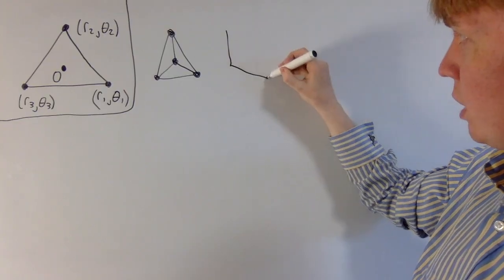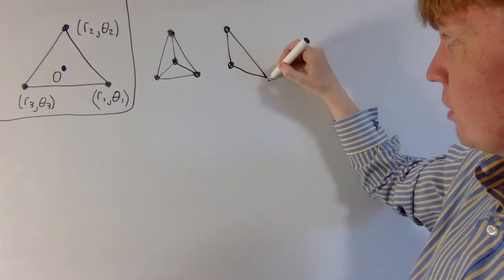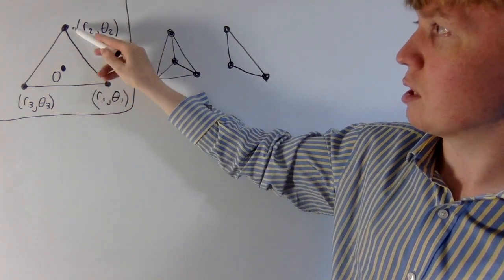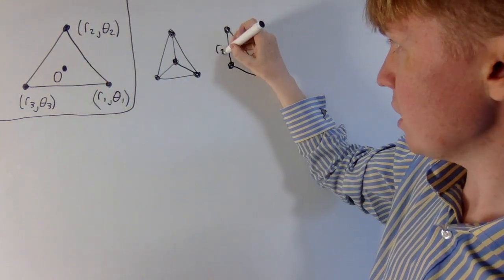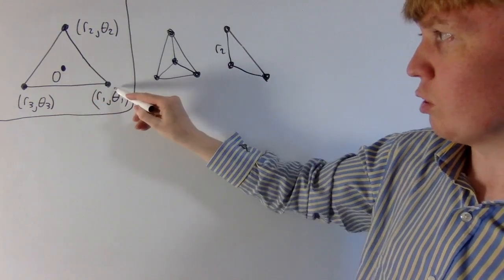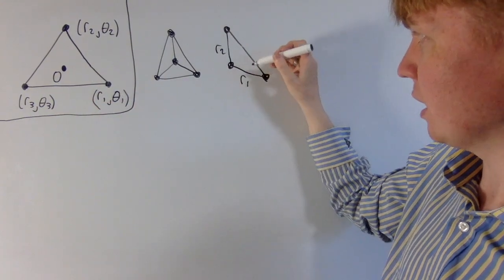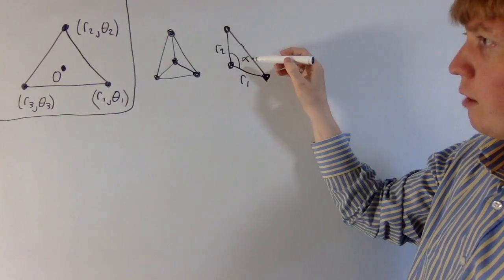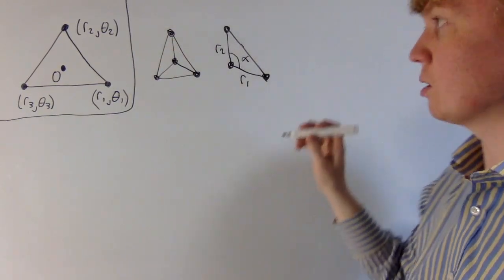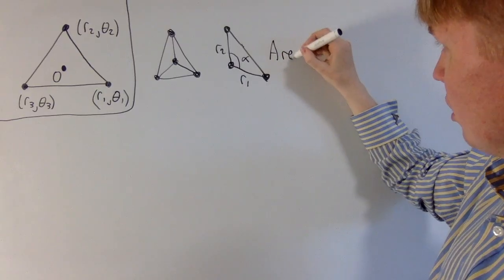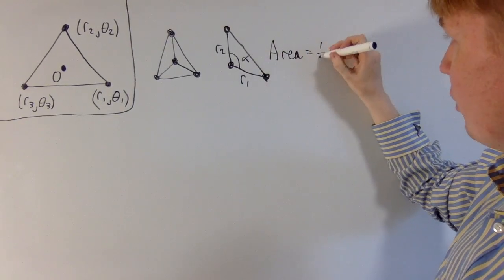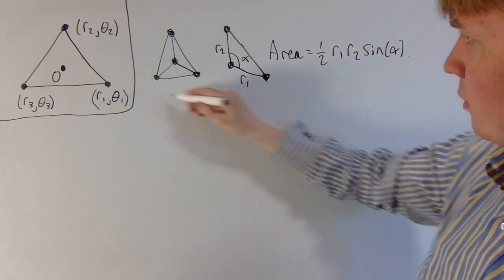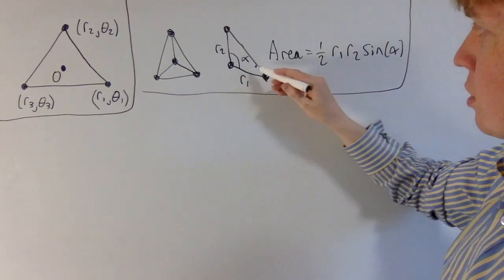So we focus in on this triangle in the top right. What information do we have about this triangle? Well, we know from the coordinates of these two points that the distance from the origin to this point at the top is r2, so this side length here is r2, and the distance from the origin to here is r1, so this side length is r1. We can also work out this angle, I'll just call this alpha for now. We can work out this angle using the values of θ2 and θ1. So then we can just use our formula for the area of a triangle, a half times r1 times r2 times sine alpha. And this gives us the area of one of our smaller triangles.